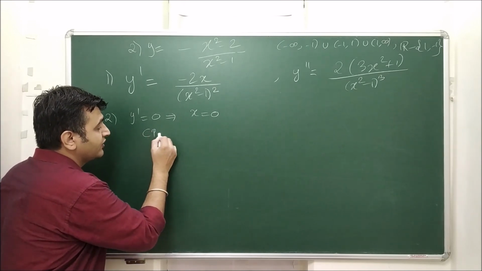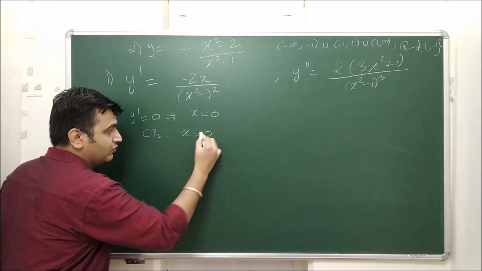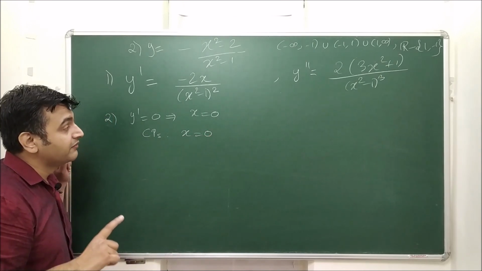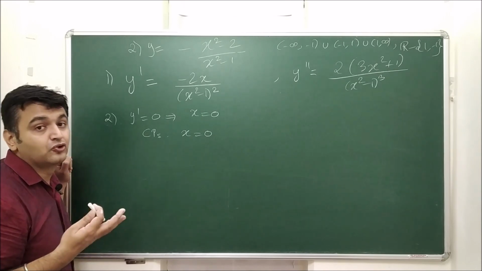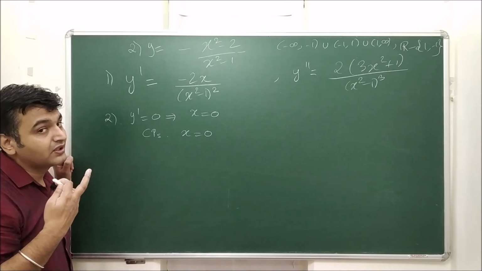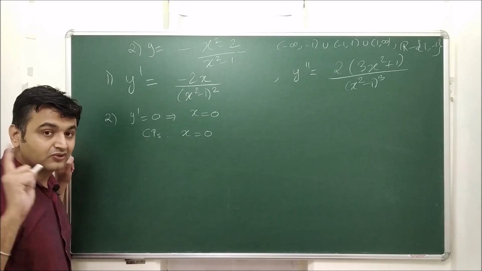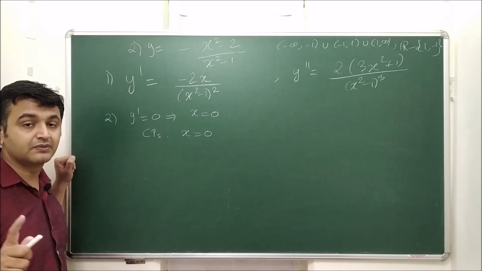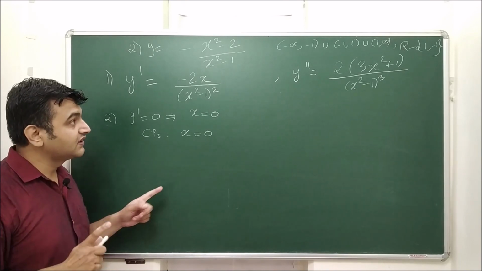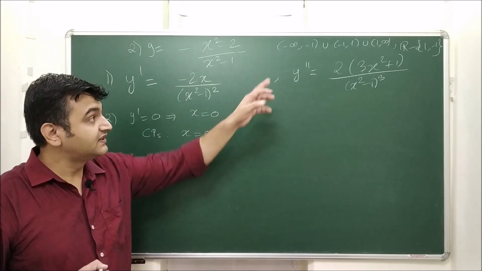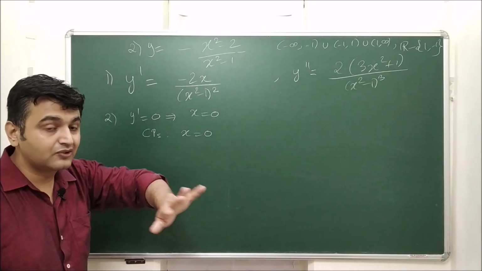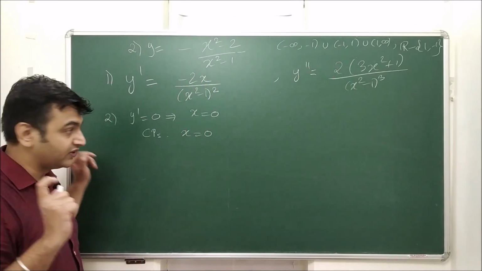So your critical point will be x equal to 0, only 0. No plus minus 1. Why? Because it has to be a part of the domain. Are 1 and minus 1 part of the domain? No. So don't be in a hurry and say 0, 1, minus 1 are the critical points. Only 0 is the critical point because 0 is an interior point of the domain, whereas 1 and minus 1 are not in the domain, so they are not critical points.